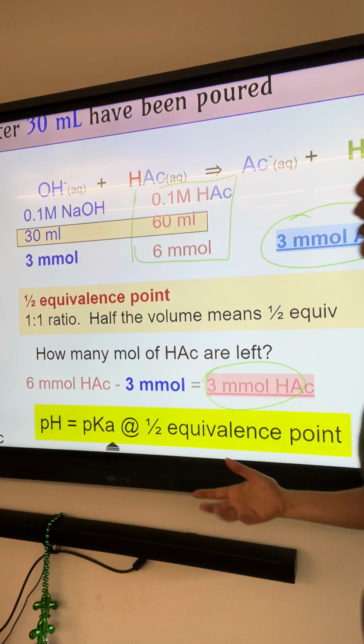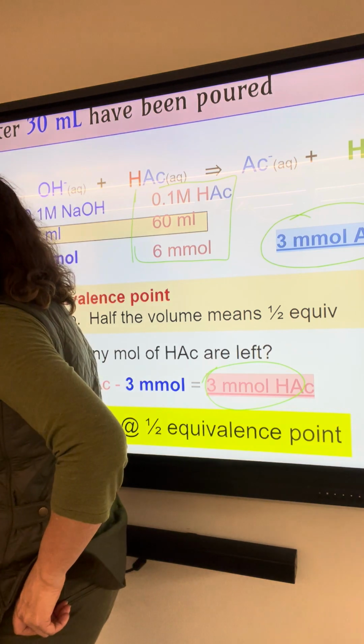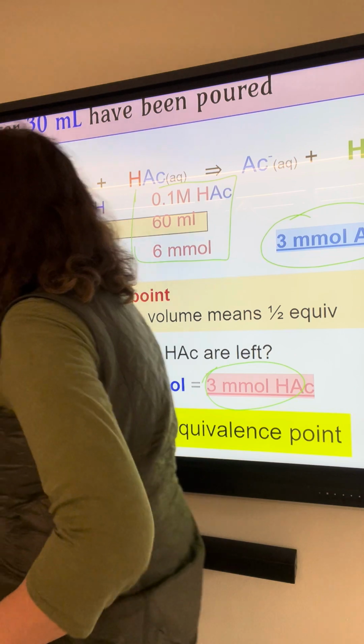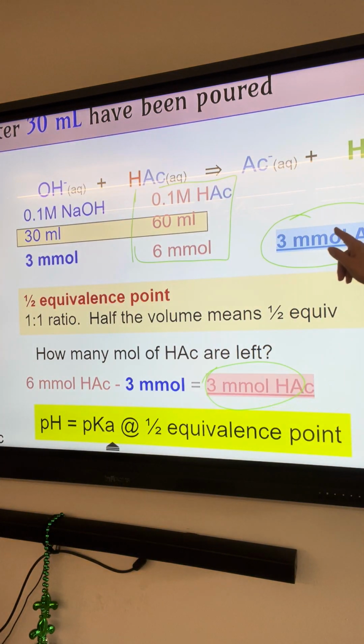So in your drawing, you should have this plus your 3 Na's. Everything is 3, 3, 3, 3. You have 3 acids, 3 conjugate bases, 3 Na's.